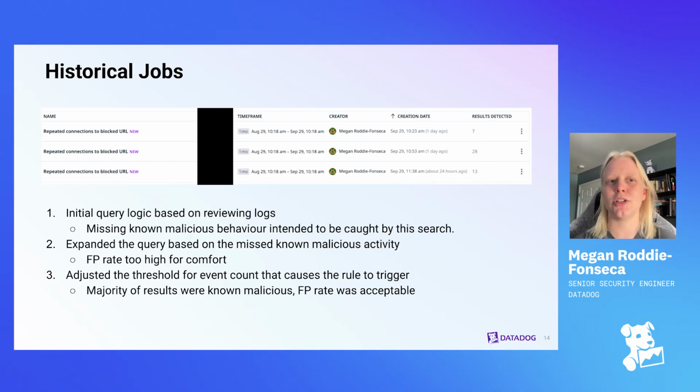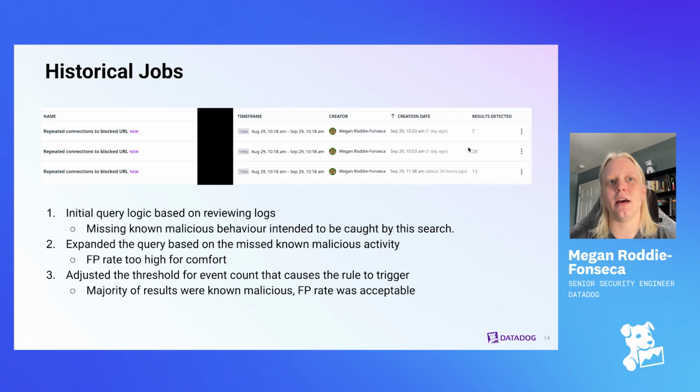I excluded certain things, reran the job, adjusted the threshold, and ended up with 13 results, the majority of those being malicious activity related to some known activity, and some were duplicates. The false positive rate was low enough that I feel like my incident response team would be happy with it. So you see, I went from 7 to 28. This was too narrow. This was too broad. This was just right.